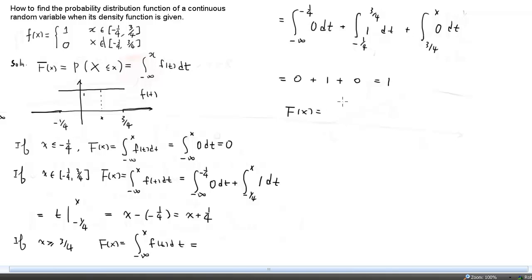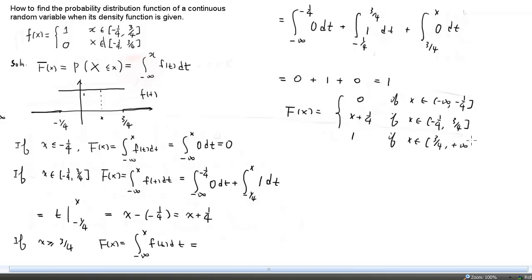F of x is equal to 0 if x is in the interval from negative infinity to negative 1/4. It's x plus 1/4 if x is inside negative 1/4 and 3/4. And it's 1 if x is inside 3/4 to positive infinity.